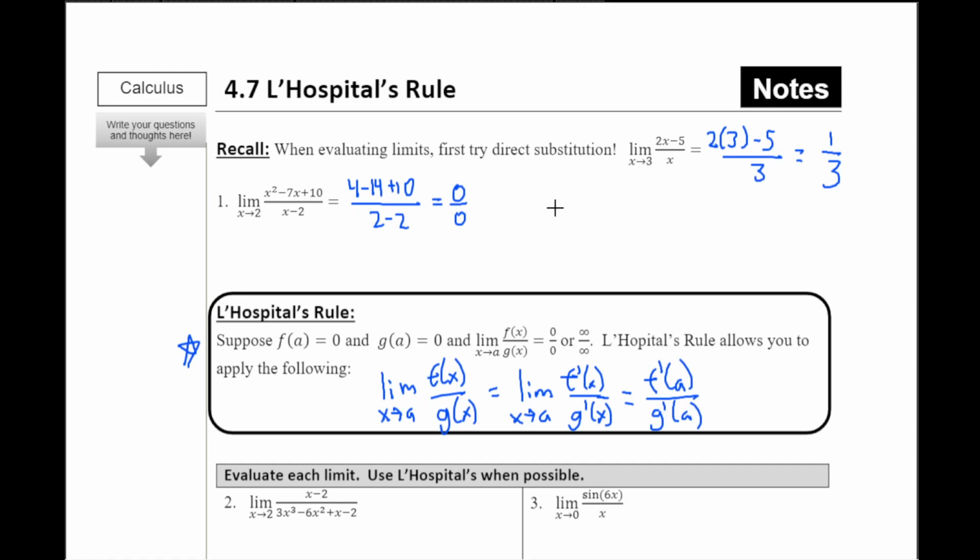So if we go back to this top example here, because we got a 0 over 0, we can apply L'Hopital's rule. Just do an arrow here. The limit as x approaches 2, we can take the derivative of the top, which is 2x minus 7, over, well, the derivative of x minus 2 is 1. And now you can just plug in 2, which gives 2 times 2 minus 7, which is negative 3. That's L'Hopital's rule.